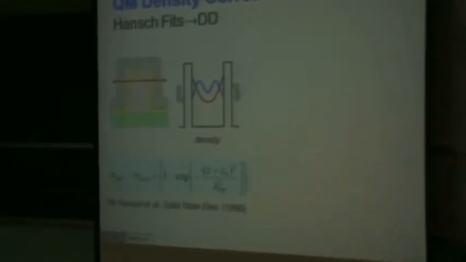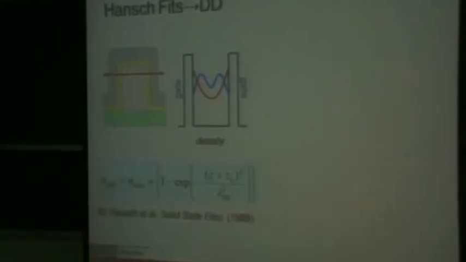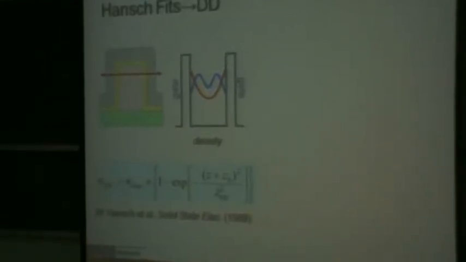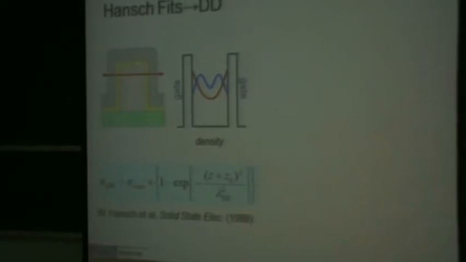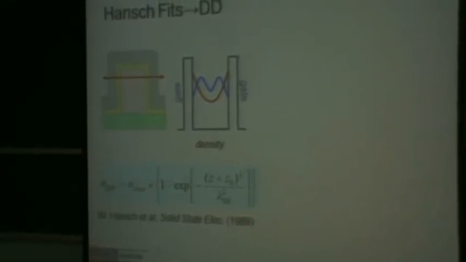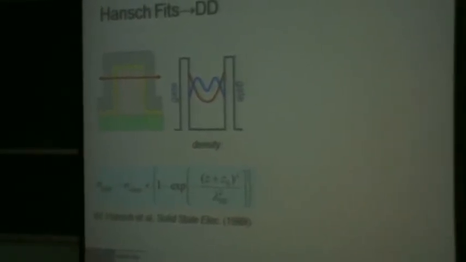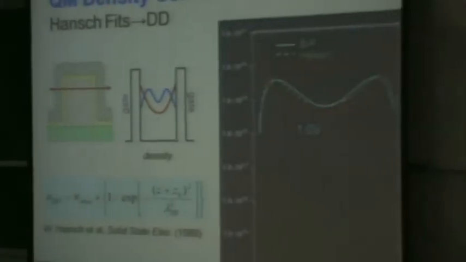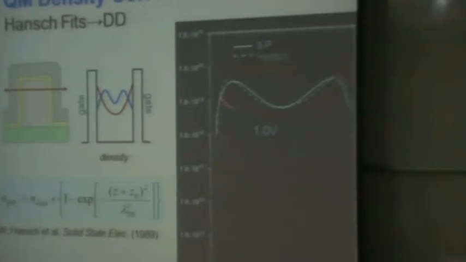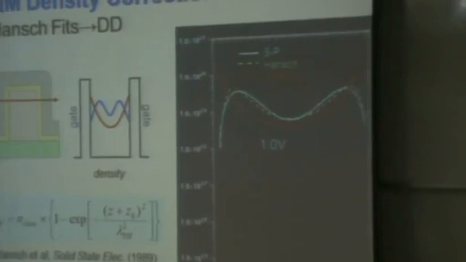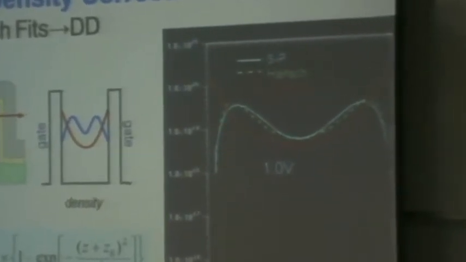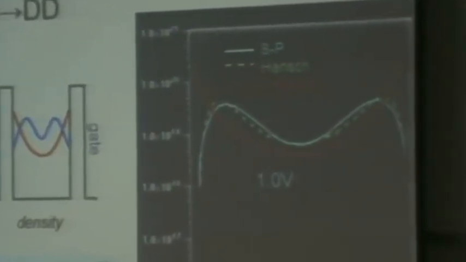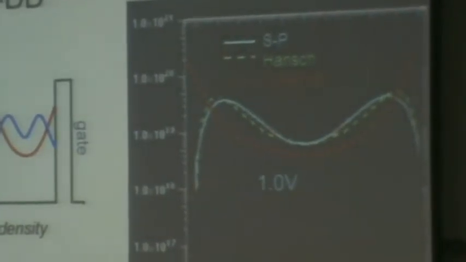But the thing is, there are some fitting parameters that actually allow it to be applicable for a wide range of dimensions for Tri-Gate and also bias conditions. So these are very old results, but I'll show you where we're essentially doing this same kind of simulation. This is our classical result. The solid line is the rigorous result from solving the Schrodinger-Poisson equation. And using this Hansch fit, we're able to replicate that.